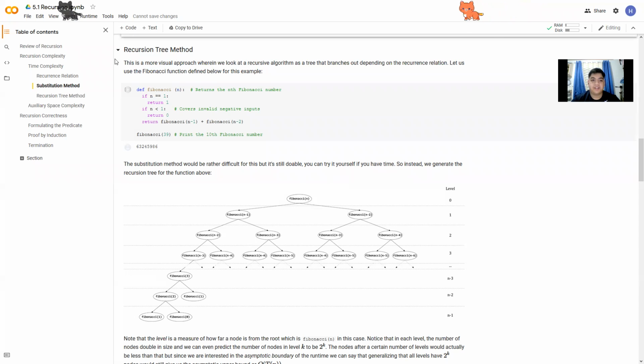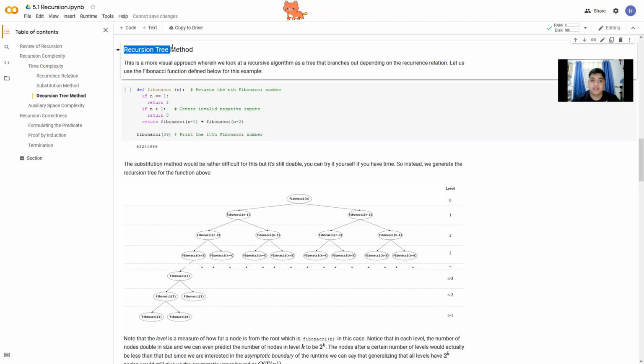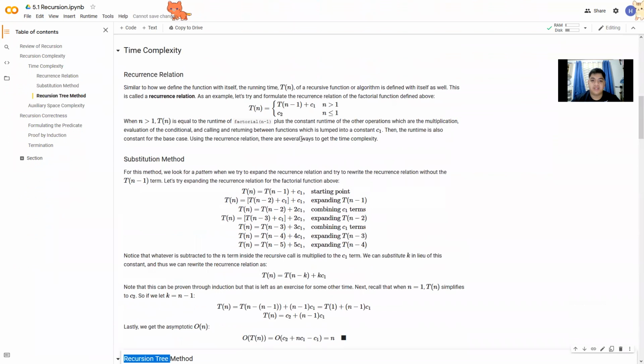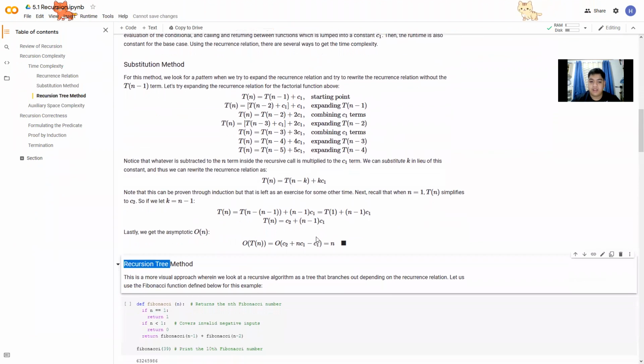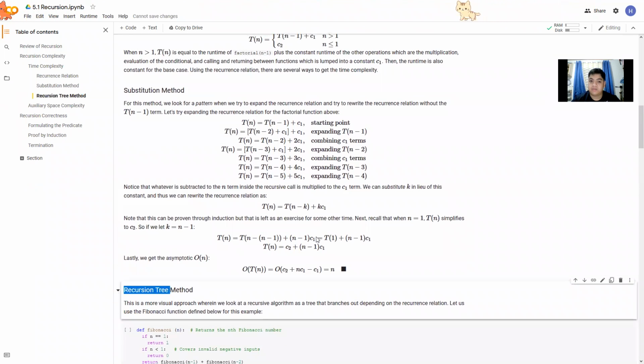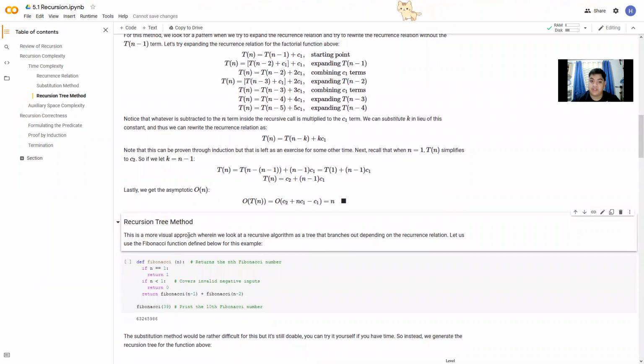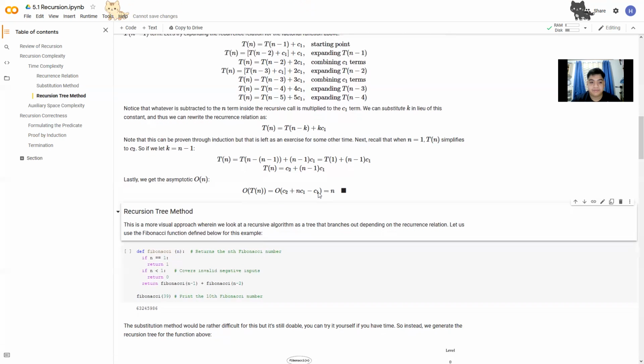Okay, so for another method to get the time complexity of a recursive function, we have the recursion tree method. Previously we used the recurrence relation and then expanded it to a point where we can find a certain pattern. Here we use the recurrence relation to generate a recursion tree, which is basically a simulation of the function calls inside the function calls necessary to accomplish the function.